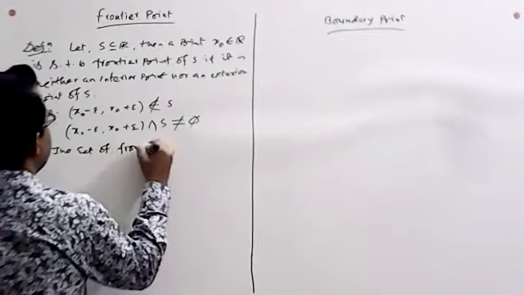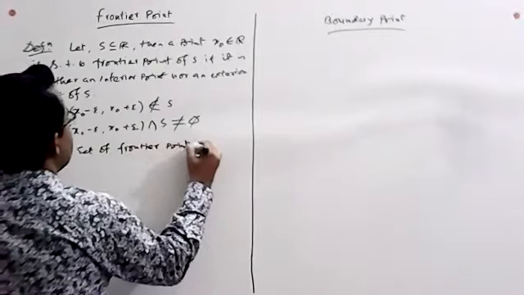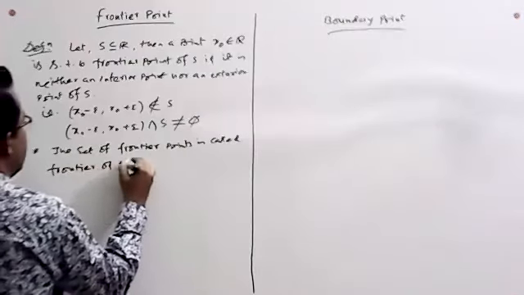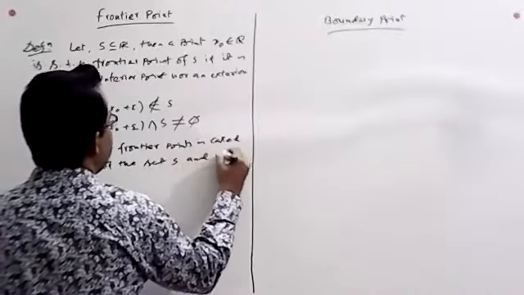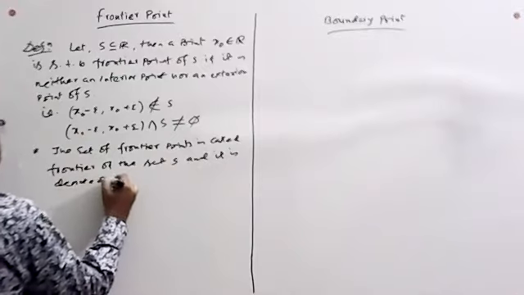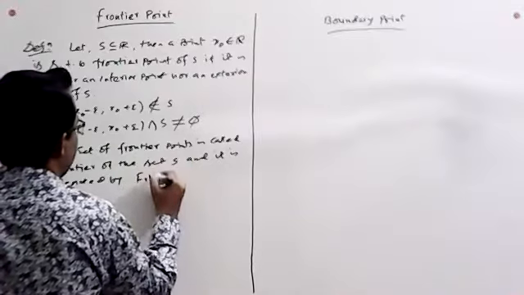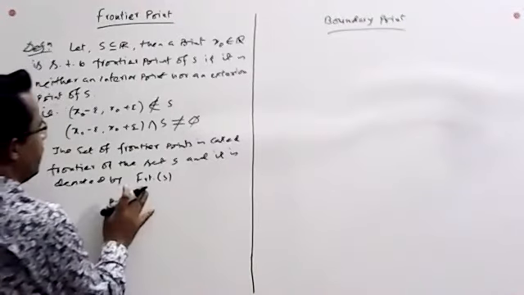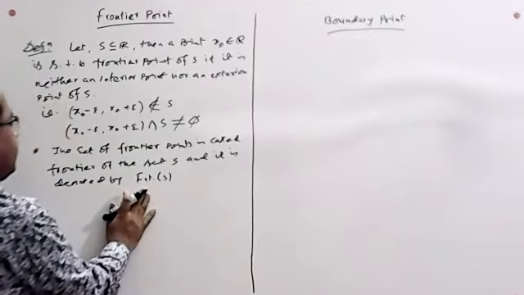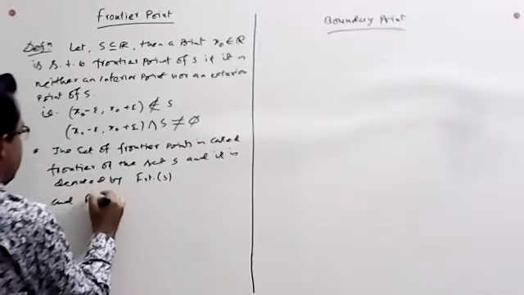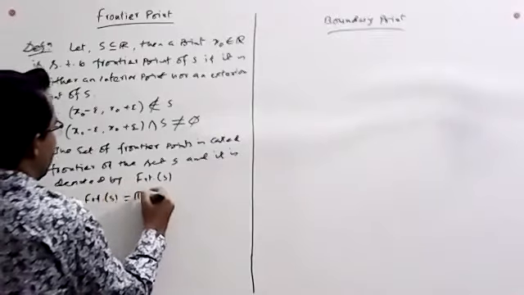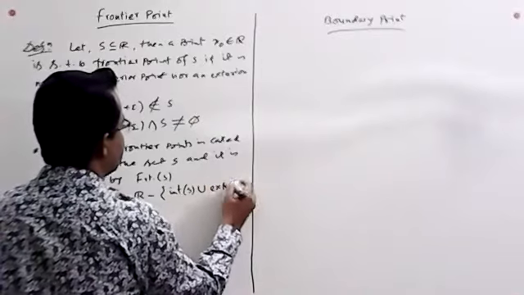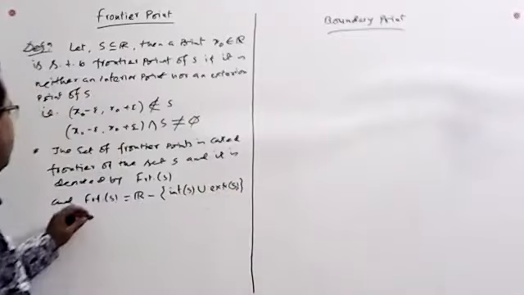And the set of all frontier points is called the frontier of the set S, and it is denoted by frontier of S. This will be made by subtracting the interior points and exterior points from the set of real numbers. So frontier of S will be constructed by R minus the interior of S and also the exterior of S. And these two will form the set of frontier points.